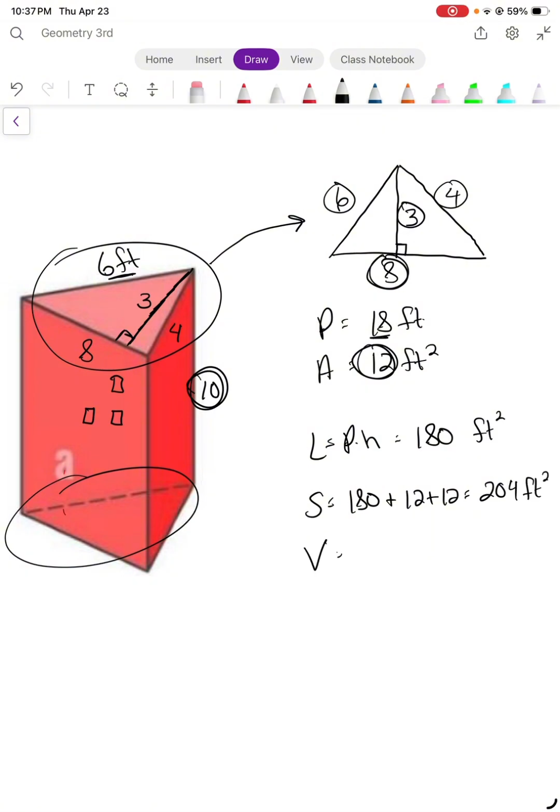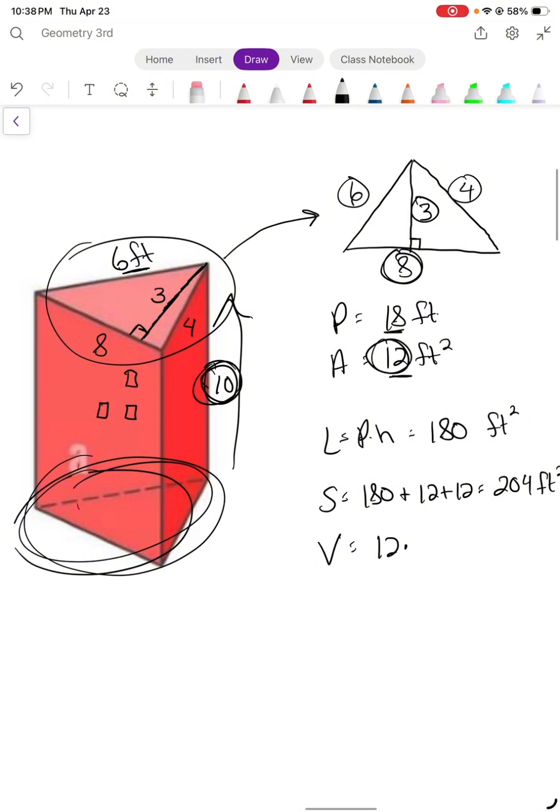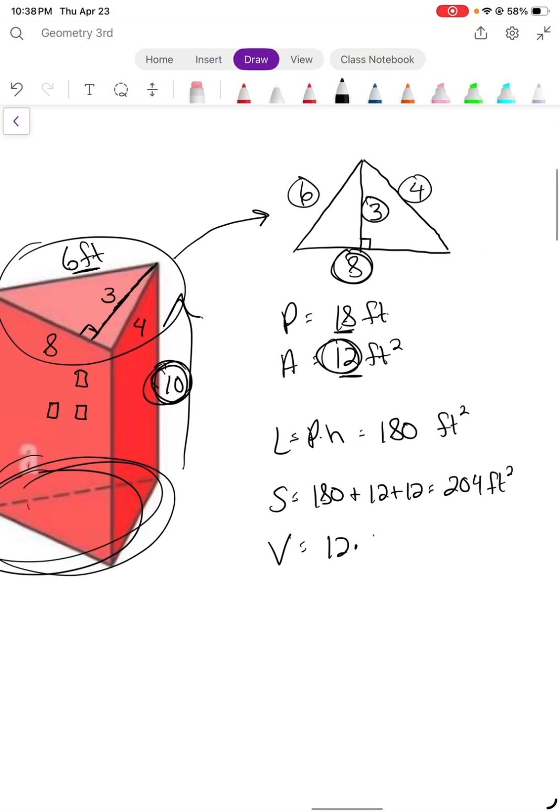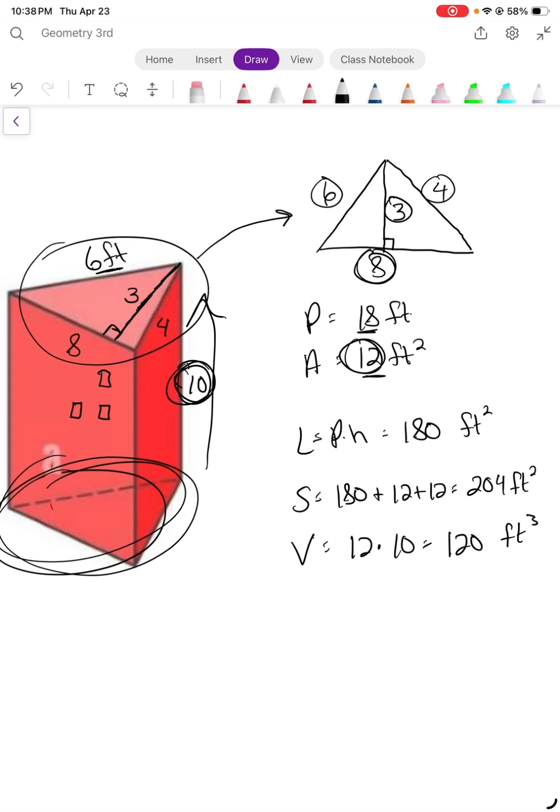To find volume, we simply stack areas. So if you remember the area, we found it up here, again, 12. And you simply have to ask, how high do you have to stack it? And that's going to be whatever the height of the shape is, which is 10. So your volume is going to be 120 cubic feet. And that's all you have to do to find the three.